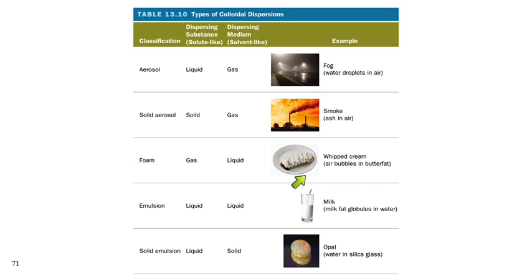Foams, such as whipped cream, where you have small bubbles of gases in a liquid, making it foamy. Milk is called an emulsion because we have liquids. You've got the fat, which is a liquid dispersed in the water. The main solvent in milk is water. You can also have solid emulsions. So opals are silica glass that has water dispersed within it, and that's what gives it its really cool appearance.